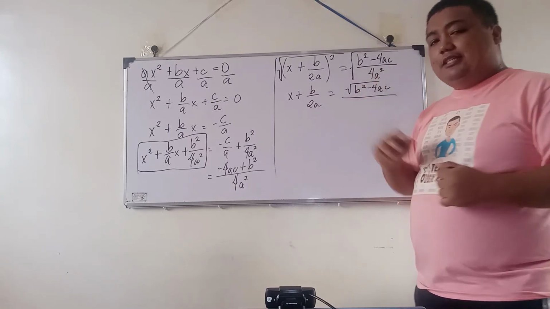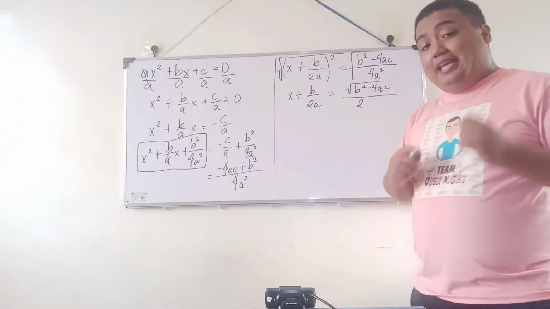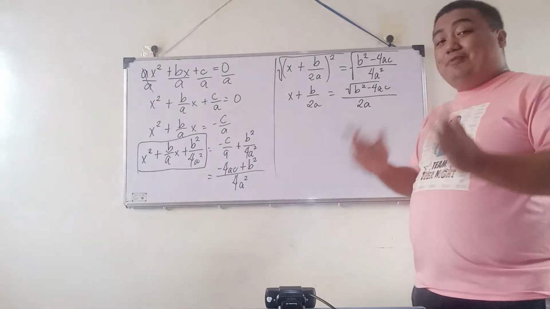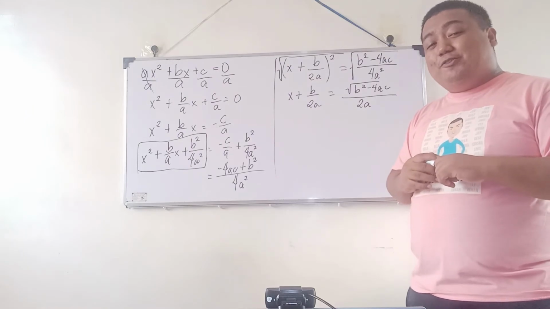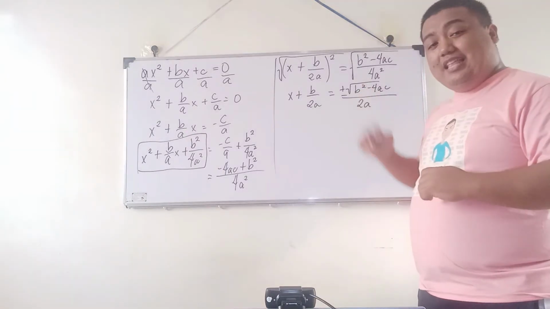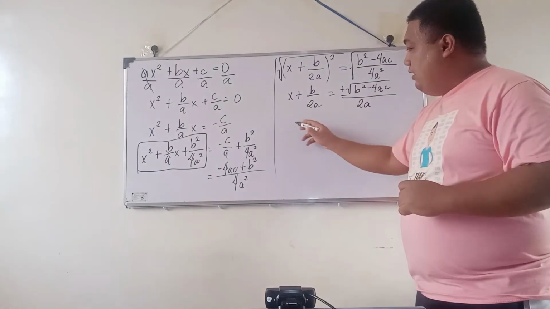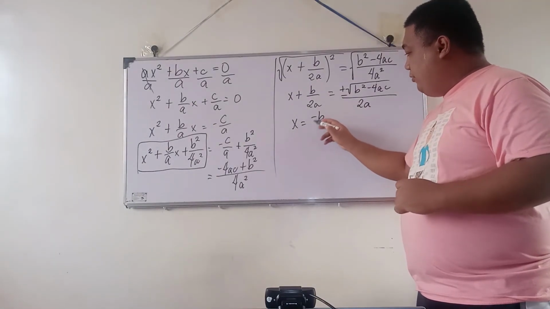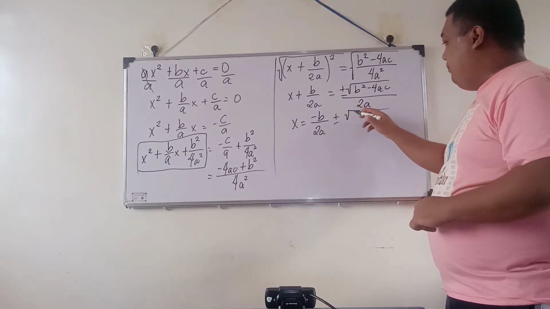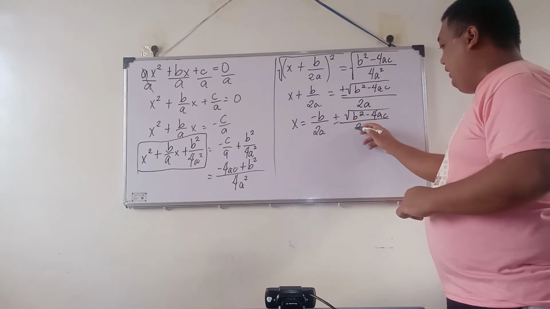Then, si 4 may square root ba? Yes. Anong square root ni 4? That is 2. Si a squared may square root ba? Yes, that is a. Then, remember na palagi kapag nag-extract tayo ng square root, meron tayong plus and minus. So, dito natin siya ilalagay, since nandun yung square root sa taas. Then, after that, ipupuwesto natin si b over 2a sa kabila. So, x equals negative b over 2a plus or minus square root of b squared minus 4ac over 2a.